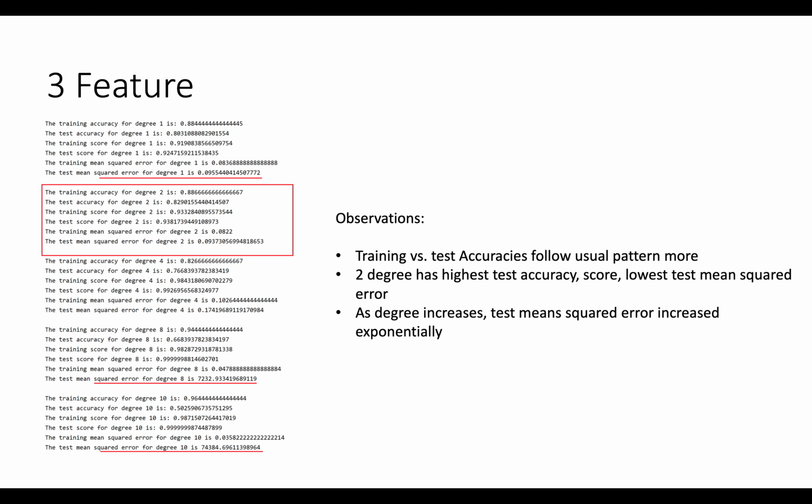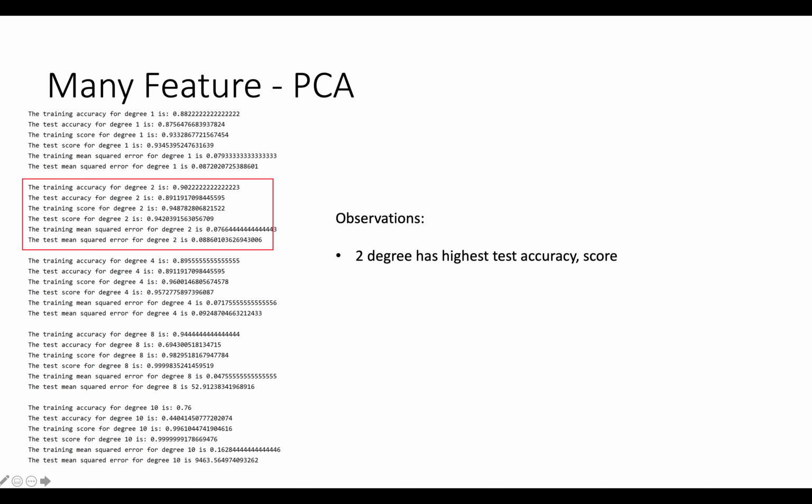With the 3 feature results, some observations are that the training versus the test set accuracies follow a much more usual pattern. So for example, the test mean squared error actually increases pretty exponentially. And for this, 2 degree is also found to have the highest test accuracy score and the lowest mean squared test error. In the many feature PCA fit, we once again found that 2 degree has the highest test accuracy and score.